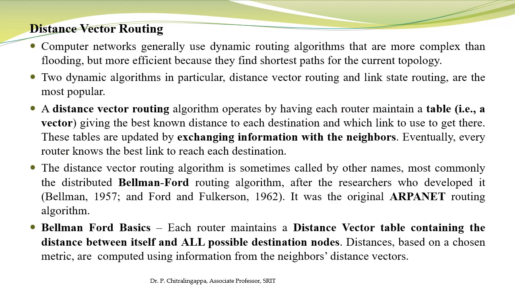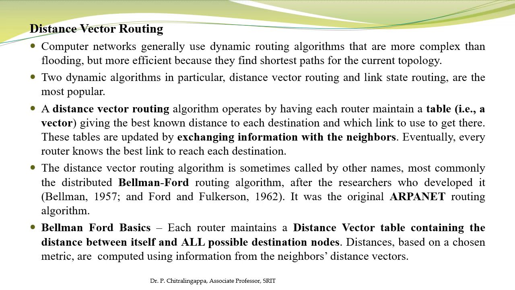Coming to distance vector: a distance vector routing algorithm operates by having each router maintain a table, called a vector, giving the best known distance to each destination and which link to use to get there. These tables are updated by exchanging information with the neighbors. Eventually, every router knows the best link to each and every destination. The distance vector routing algorithm is sometimes called the Bellman-Ford algorithm. It was originally from the ARPANET.